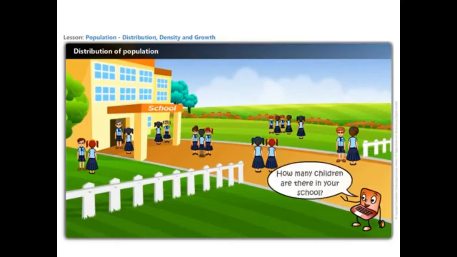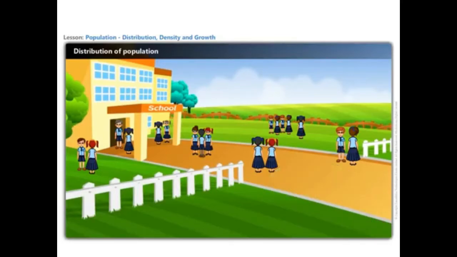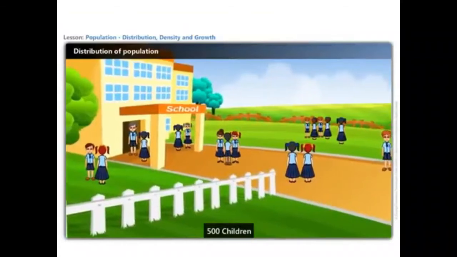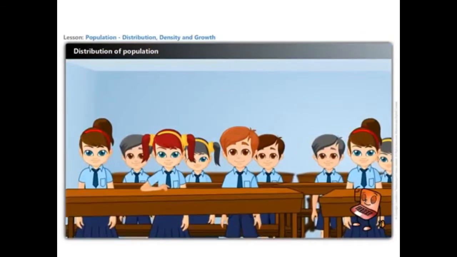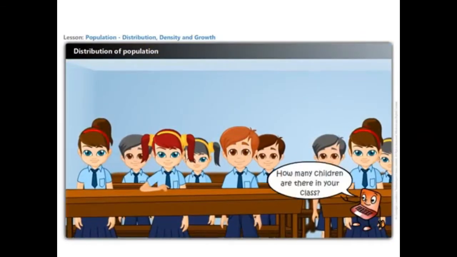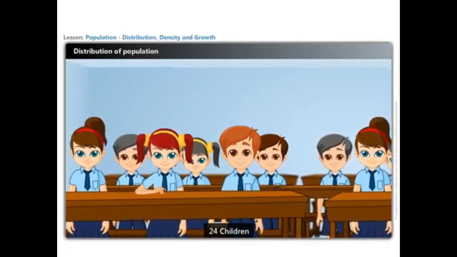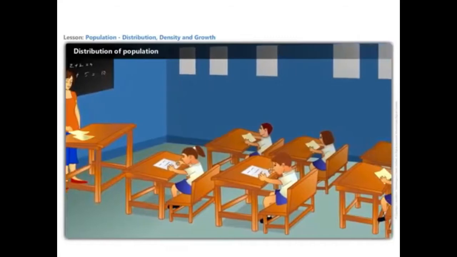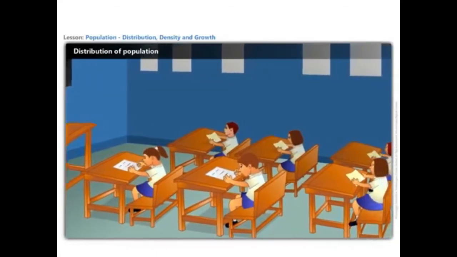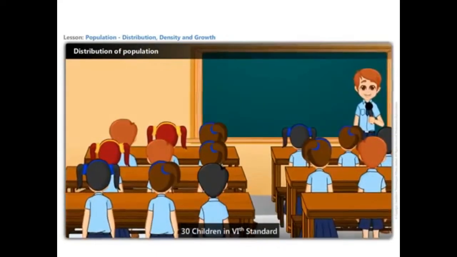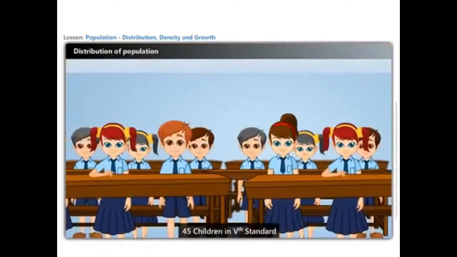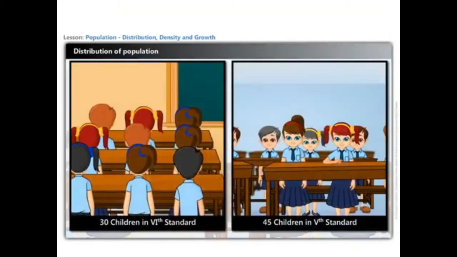How many children are there in your school? There are 500 children in your school. How many children are there in your class? There are 24 children in your class. Other classes have different numbers of children in each class, say 30 children in class 6 and 45 children in class 5. Thus, the number of children is not evenly distributed in each class.